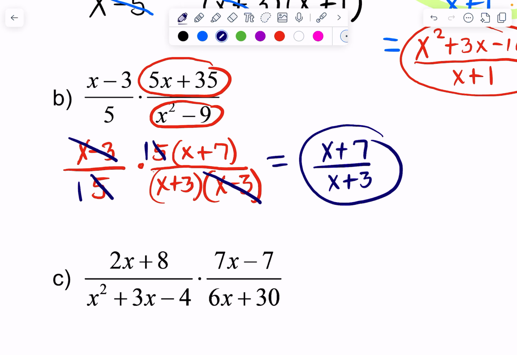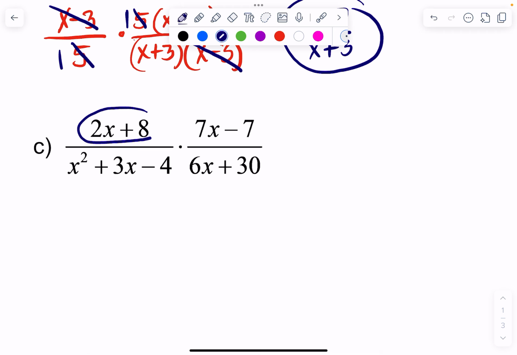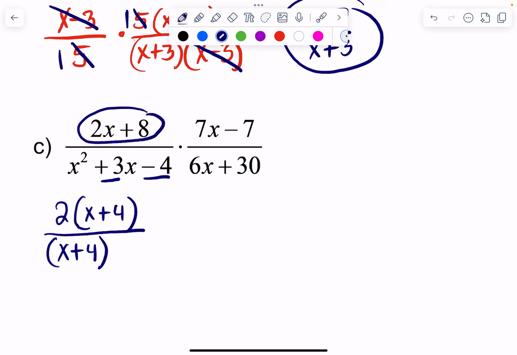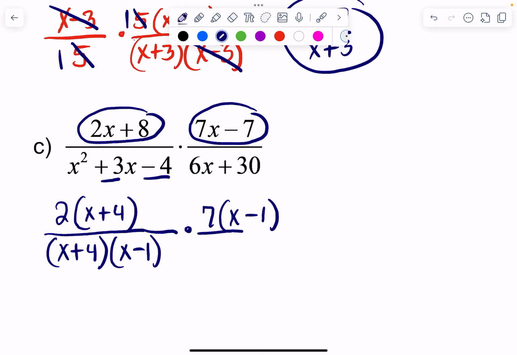Let's go. All right, next. I can factor out a 2 GCF here, so I've got 2 times x plus 4, divided by what times what is negative 4, but when added together is positive 3. That would be x plus 4 times x minus 1, times, I can factor a 7 GCF out of that numerator, giving me 7 times x minus 1, divided by, I can factor out a 6 from this denominator, giving me 6 times x plus 5.